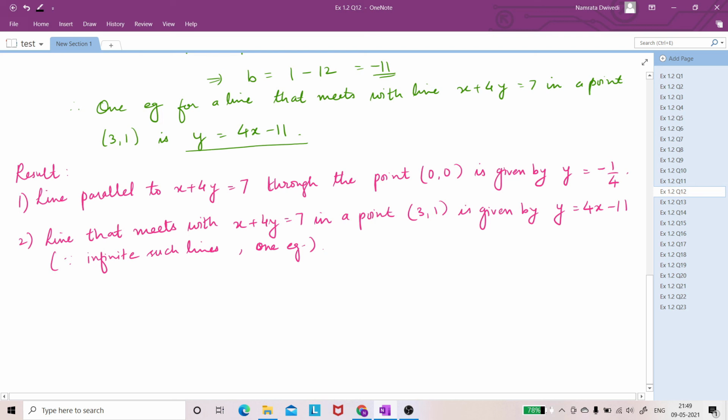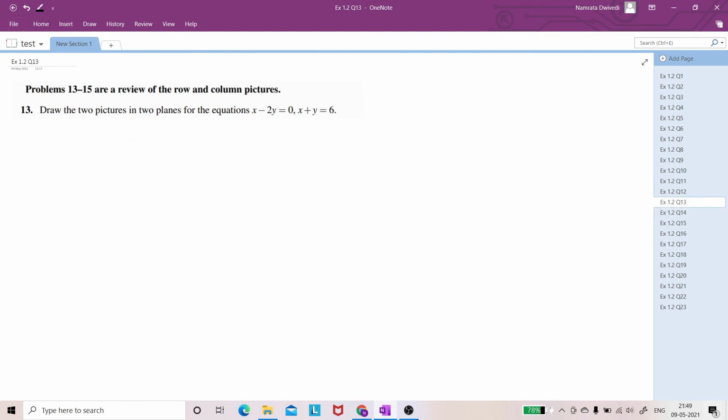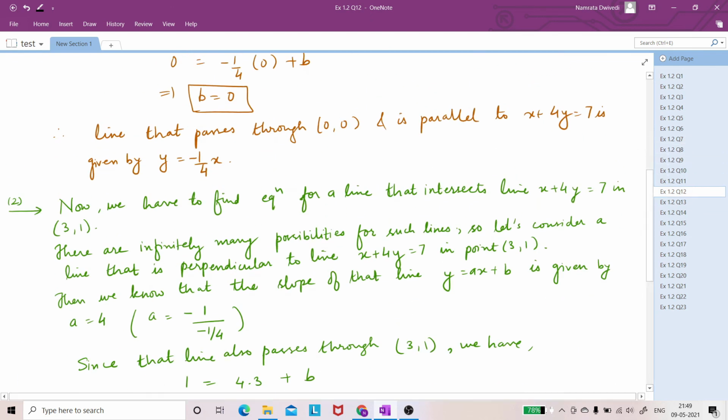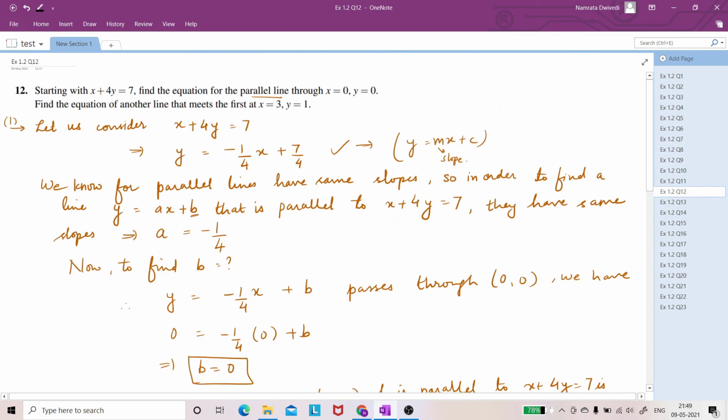So let's also solve question number 13 if you want. Problems 13 and 15 are a review of row and column pictures, so let's continue this in the next lecture. We have completed the solutions from question number 6 to question number 12 in this video.